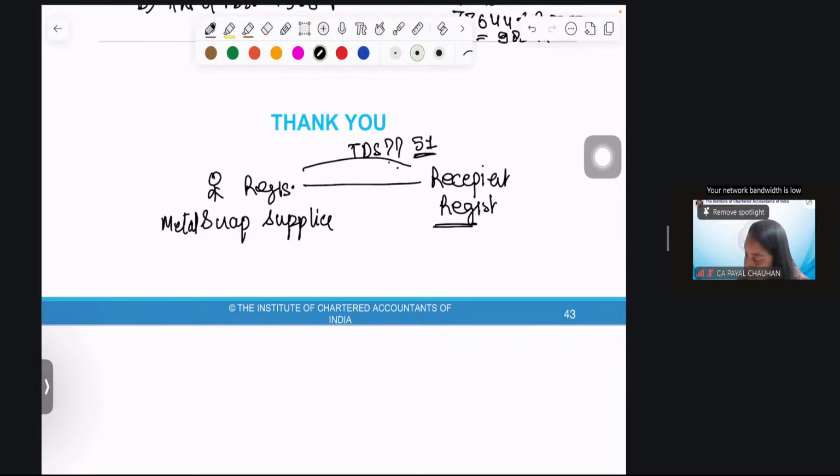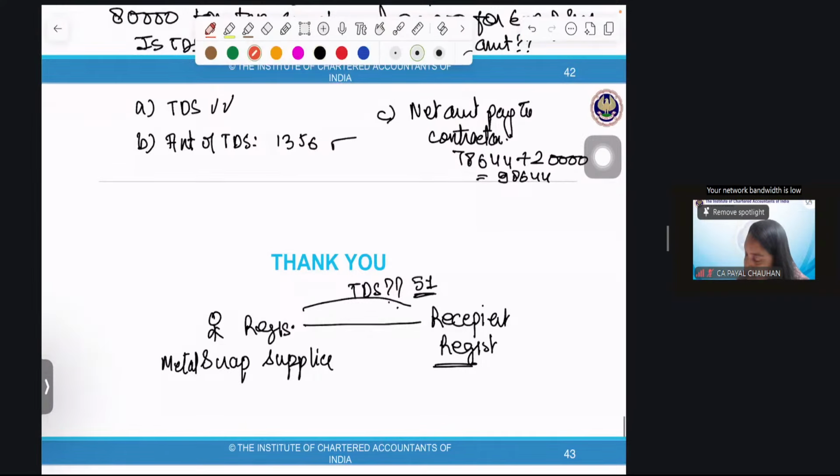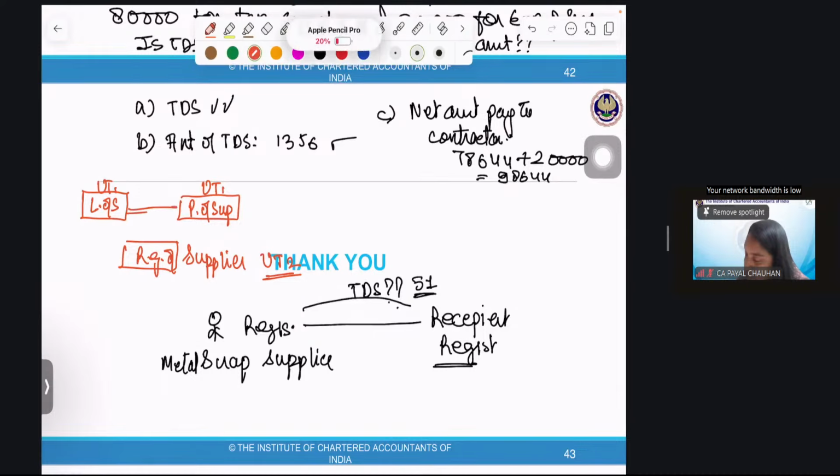My next question to you. Location of the supplier and the place of supply are both in Union Territory 1. Now the problem is registration of supplier is in Union Territory 2. Now tell me, is the provision of TDS applicable? No, the TDS provisions are not applicable because this is intrastate and the problem is of interstate. So the credit cannot be given. For that case, no TDS provision.